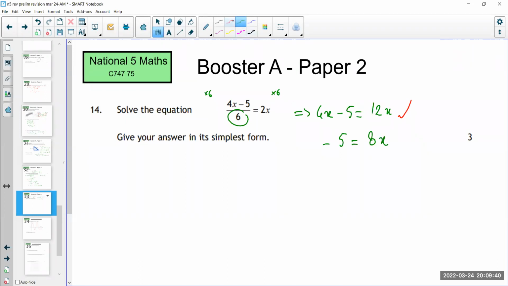That is another mark. And then your last mark, x is just negative 5 over 8. That is 3 marks.